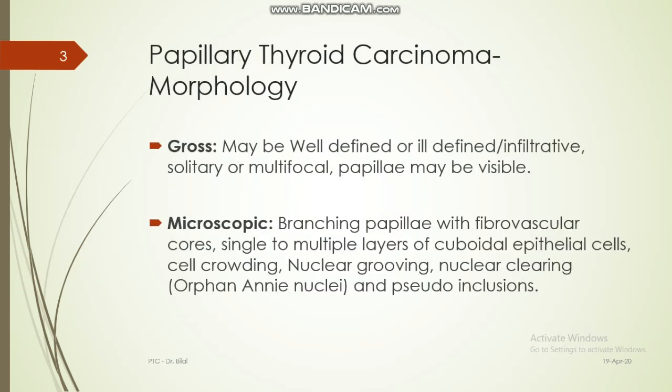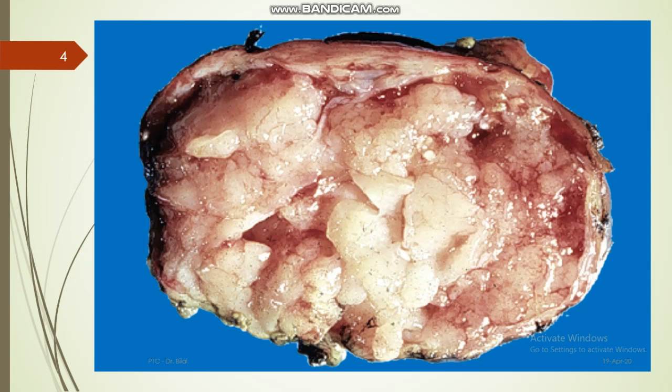Now, on gross inspection, this is one gross picture of a papillary thyroid carcinoma. This lesion is single, but remember that they can present as multifocal nodules. Somebody may mention in a scenario that there is a single nodule, somebody might mention that there are multiple nodules. It may be infiltrating into the surrounding thyroid tissue. It may sometimes be circumscribed and even encapsulated as well.